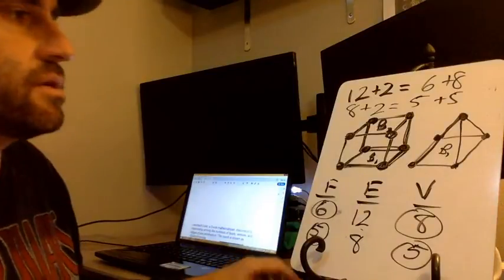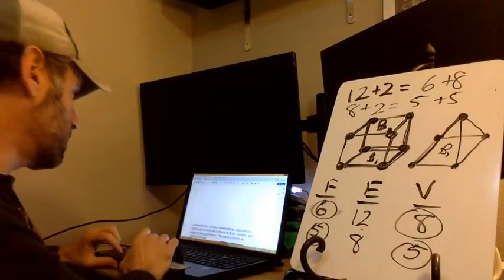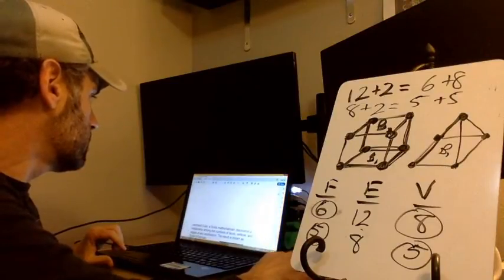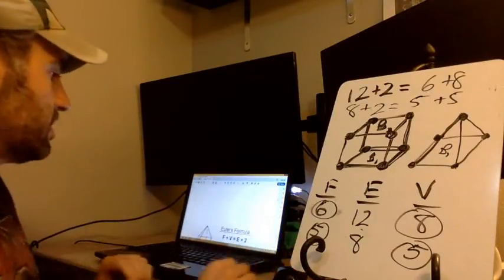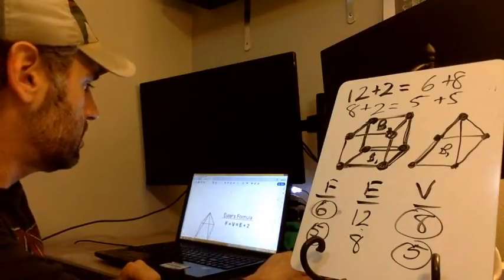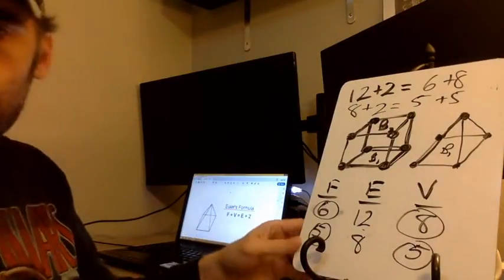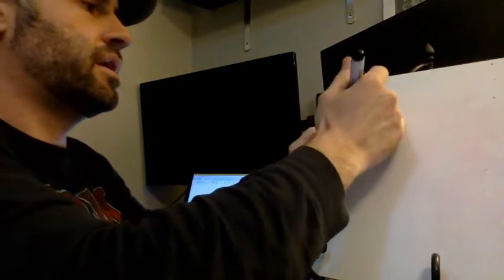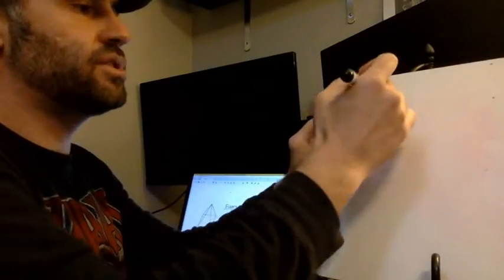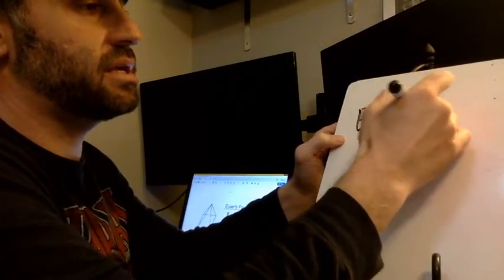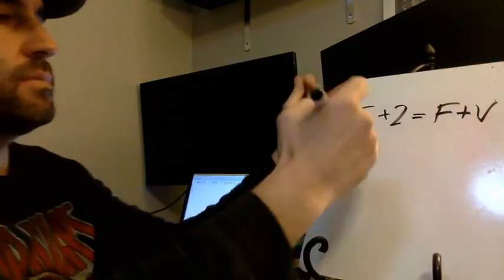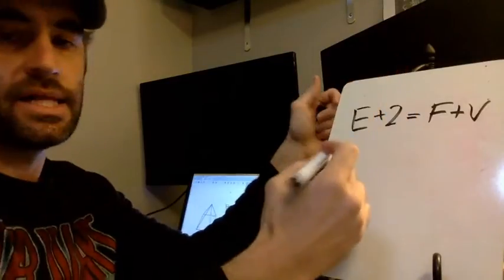So the formula is going to be on the next page, just like what everybody said. I'm going to get another board now. Just like you said, if you take the number of edges and add 2, that's going to equal faces plus vertices. So I'm going to give you guys a problem. I'm going to give you a polyhedron.